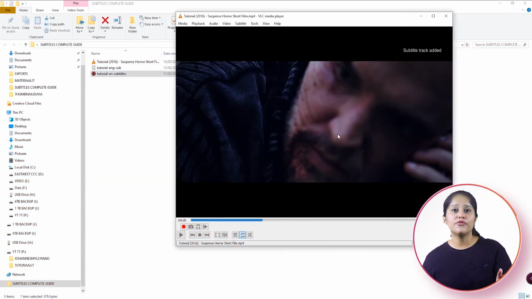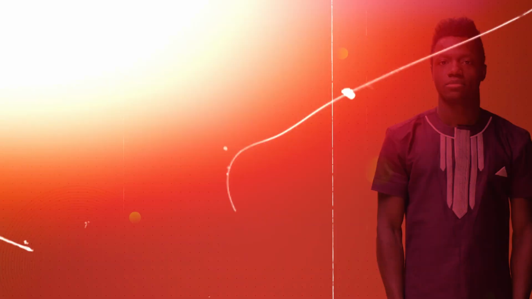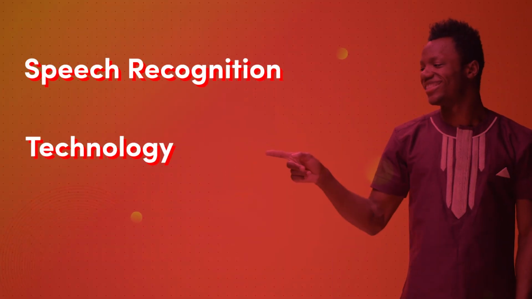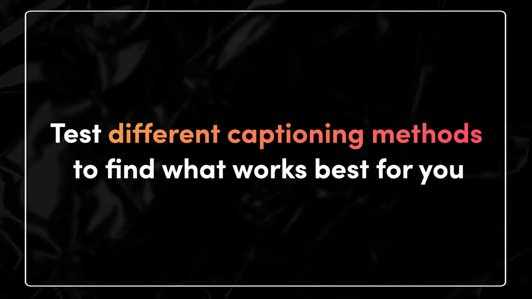There are a few different ways to add captions to your videos. If you are posting your videos on a website or video sharing platform, you may have the option to upload a caption file along with the video. Alternatively, you can use automatic captioning services, which use speech recognition technology to generate the captions from the audio track. However, these services aren't always accurate, so it's really important to proofread the captions before posting your video. Test different captioning methods to find what works best for you.